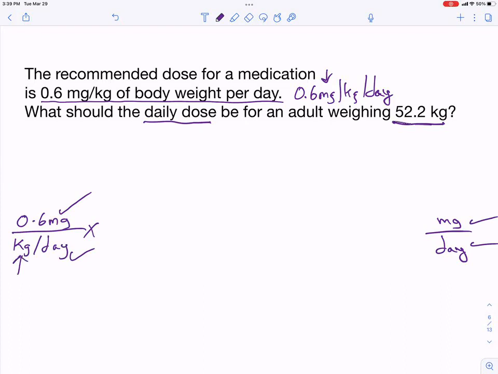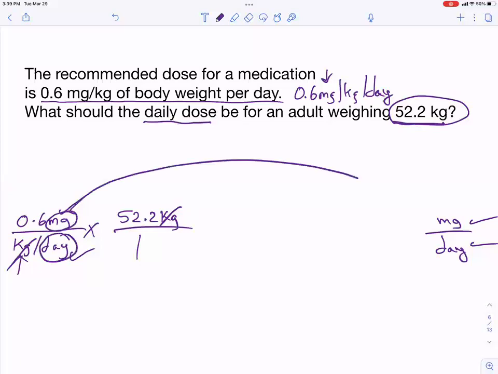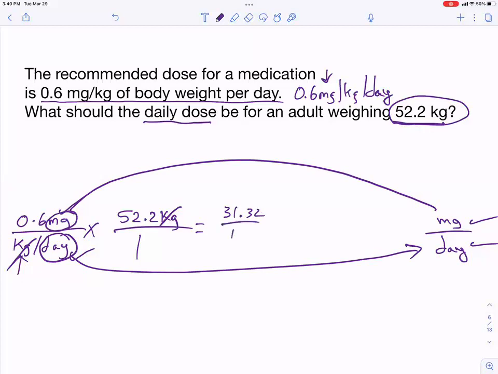So I have milligrams and I have day, just what I need, but I have to get rid of kilograms. So what do I do? I look to my problem, and in my problem, the patient weighs 52.2 kilograms. Put that over 1, that gets rid of kilograms. So now I have everything I need to solve my problem. So now it's just math. 0.6 times 52.2 is 31.32. 1 times 1 or 1 times none is 1.